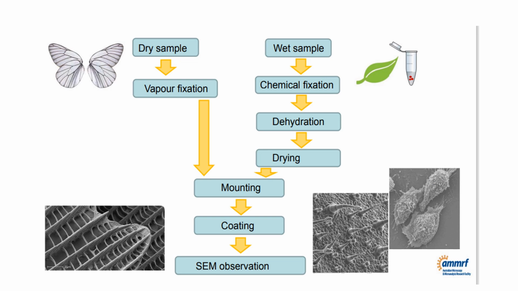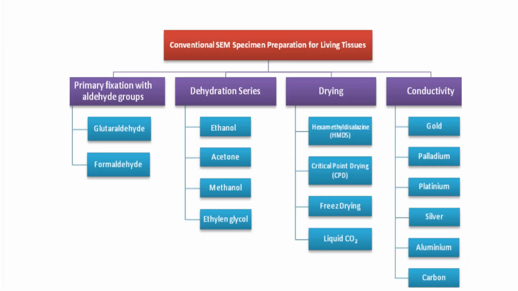For a dry sample, first vapor fixation is done, then it is mounted, then coated, and then finally SEM observation is done. For a wet sample, first chemical fixation is done. Since the sample is wet, it has to be dehydrated. So first dehydration is performed, then drying is performed, then the sample is mounted, coated, and then finally SEM observation is performed. These are some of the conventional SEM specimen preparation methods for living tissues. You can see this from the slide.